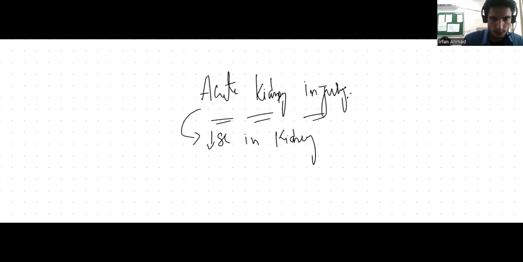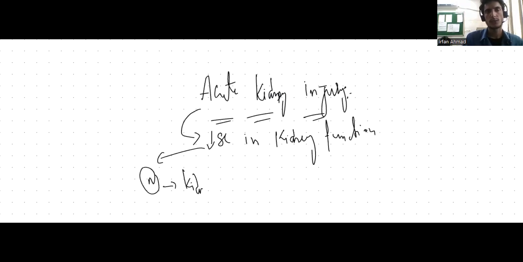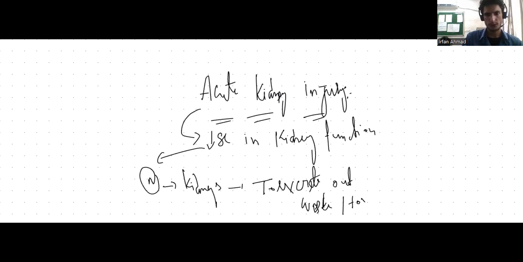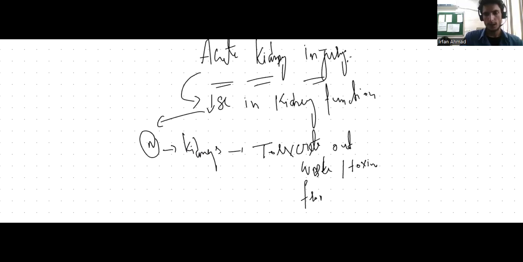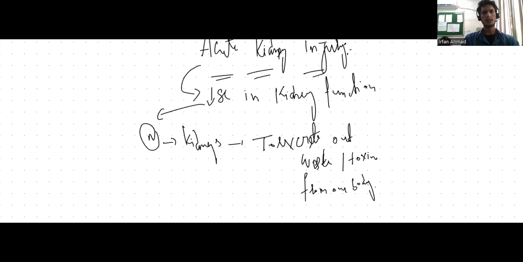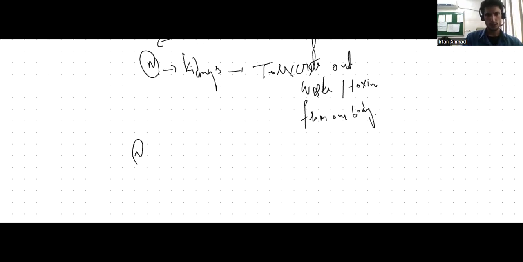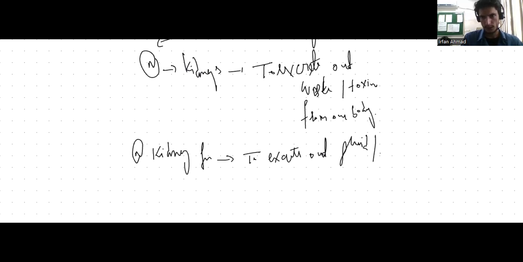Before this, we should be aware of what normal kidney functions are. The first function of the kidney is to excrete waste or toxins from our body. Another normal kidney function is to excrete extra fluid from the body.